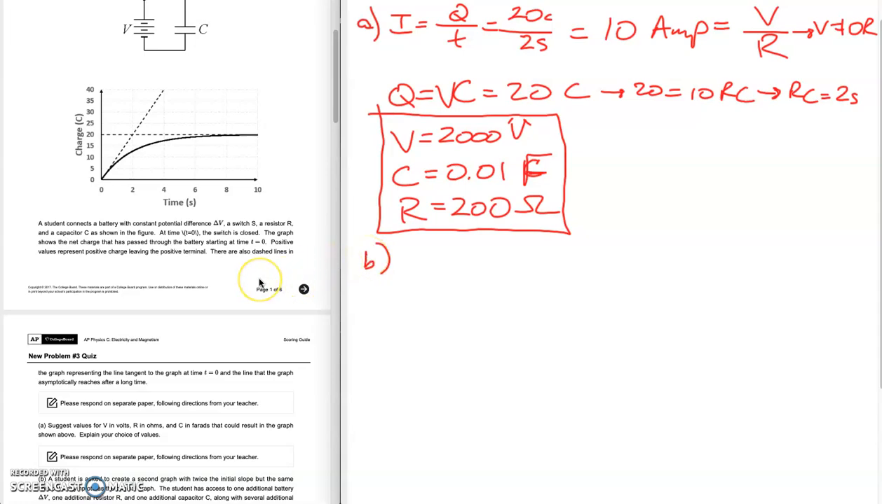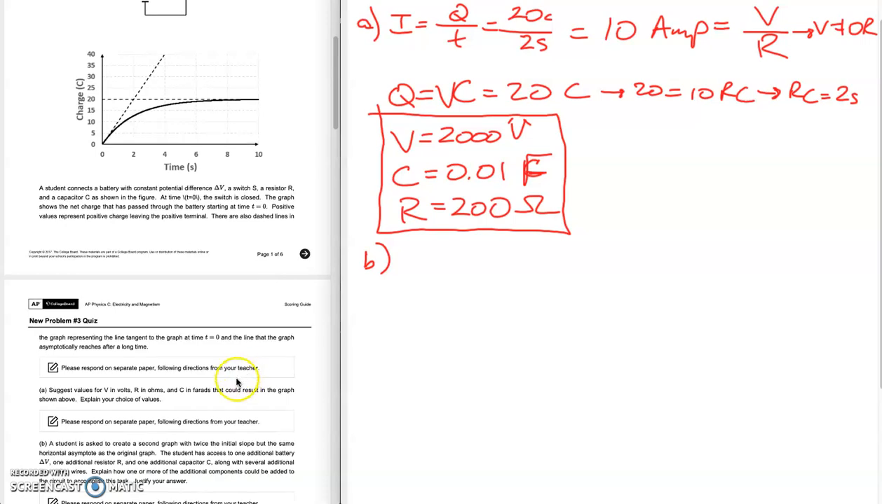All right, part B. What we want is for the capacitor to charge up twice as fast. So what we want is RC to be 1 second. So we need the thing on the left to be cut in half. But at the same time, they say we want the same horizontal asymptote. So we want the same charge. So we want Q equals VC to stay the same, but we want RC to be half as much. So this indicates that we need to mess with R, and we need to cut R in half.